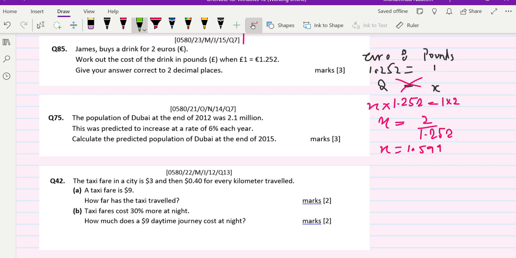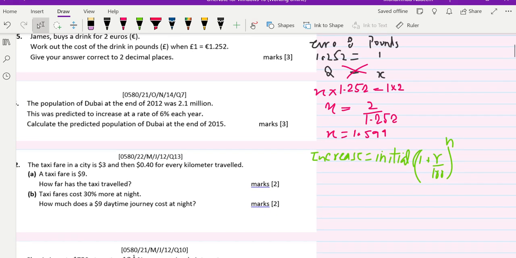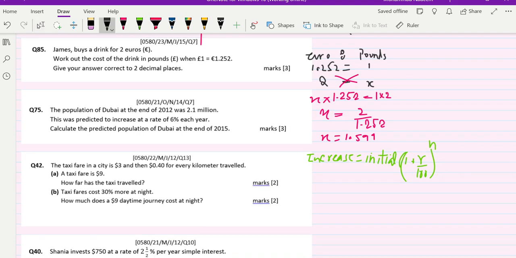This is for increase. So increase in population will be, the formula is increase will be equal to initial value into 1 plus r over 100 whole power n, or you may write t as well. This is the formula for exponential growth or decay. So now plug in the values.